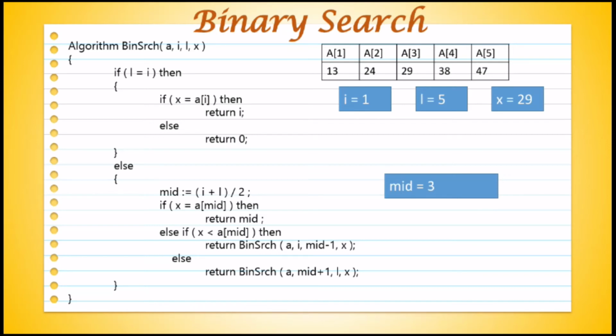So the value of x is 29. So 29 is equal to a of mid. So what is a of mid? A of 3. And in a of 3, the value which is present is 29. So is 29 equal to 29? Yes, this condition is true. That means we will return the mid value. So what is the mid value? 3. So we are returning 3. That means the searching element is present at the third position.